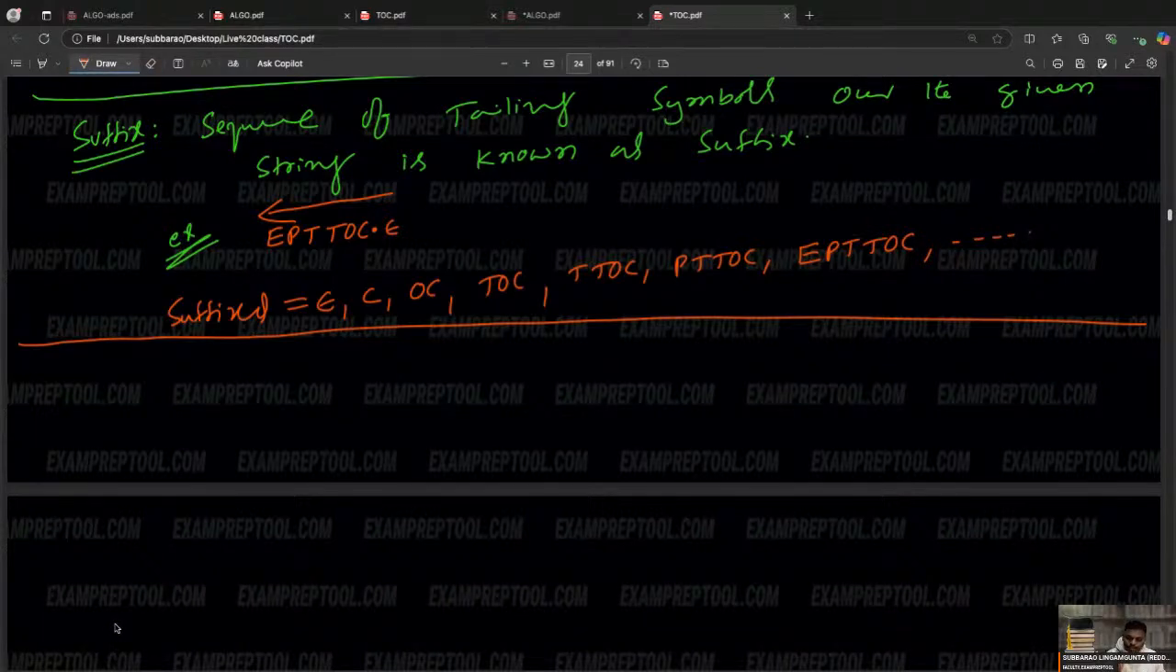Right? Now let me write one more thing. Suffix is over, prefix is over. Next one: substring.